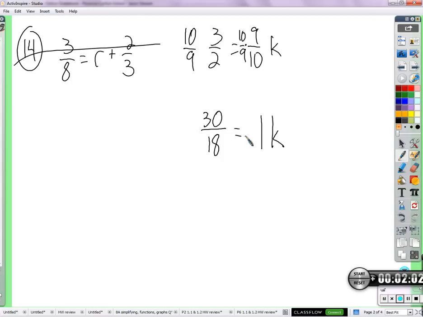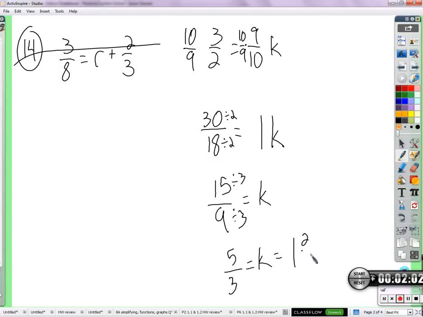We can simplify this fraction, Colby. Well, let's first simplify, because these have a common factor, right? So divide by 2 on both, and that's 15 over 9. And divide by 3 as well. And then you get 5 over 3. Or 1 and 2/3.